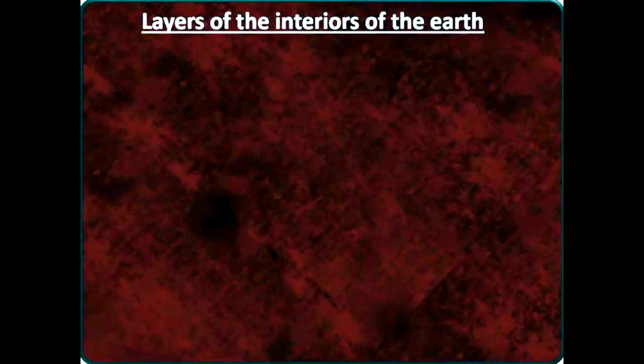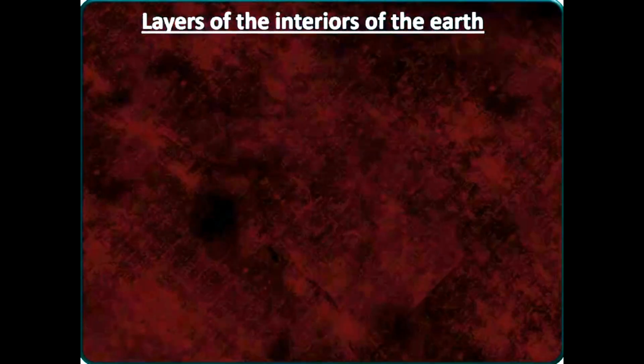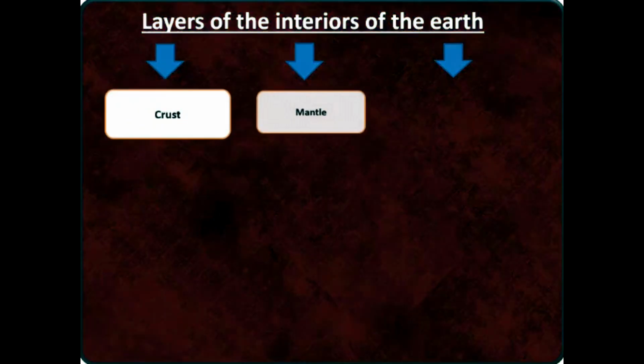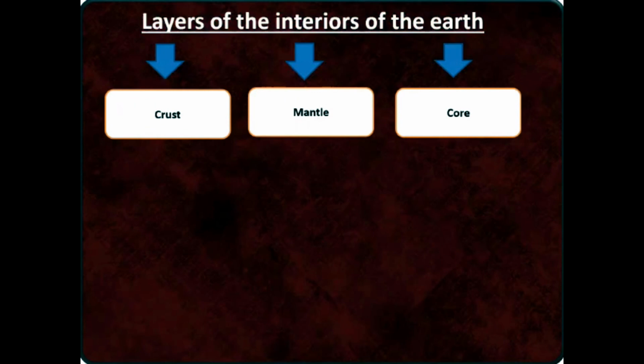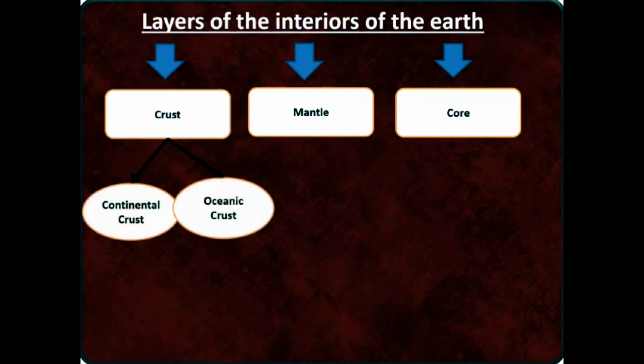Students, while going from the earth's surface to its core, major changes occur in temperature and density. With respect to these two elements, the earth's interior can be divided into following layers. The layers of the interior of the earth are the crust, the mantle, and the core. The crust, the uppermost layer of the earth's surface, is in solid state and it is called the crust. The crust is subdivided into two more layers, that is continental crust and oceanic crust.